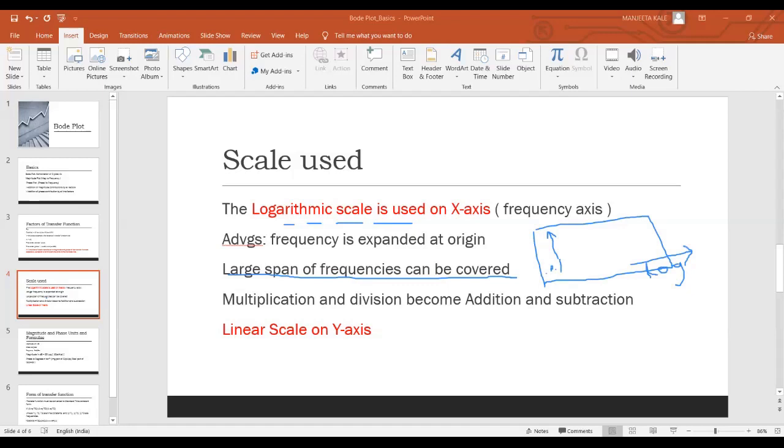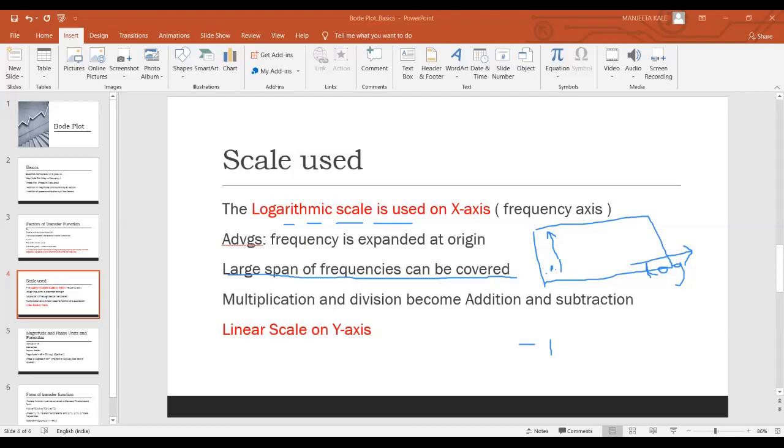Then we will have 10. Then we'll have 100, 1000. So in one semi-log paper, you can include all the frequencies from 0.1 to 1000 and beyond. You can consider the starting point as 0.0001 and then go on adding the frequencies, right? Because when we are using a linear scale and a graph, normally a graph paper, 1 centimeter is equal to 1 unit, right? In this case, 1 unit would be 10 times whatever the starting point is. So that is why large span of frequencies can be covered.